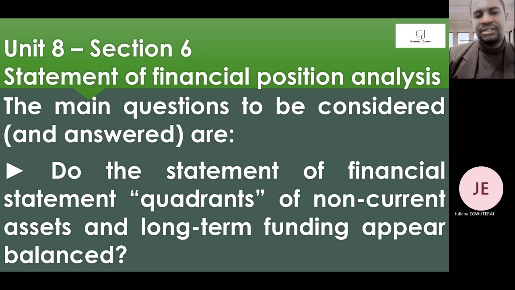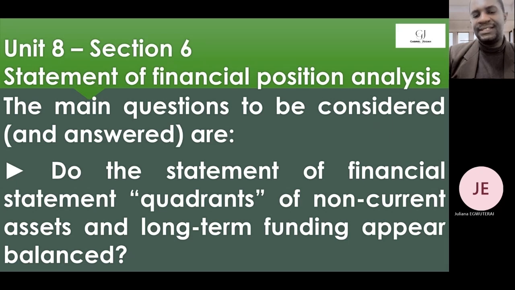So number one, do the statement of financial position quadrants of non-current asset and long-term funding appear balanced? We need to ask ourselves this question. Quadrant talks about four. Quad means four, and you're looking at the non-current asset and the long-term funding. So are the non-current assets funded by equity or by debt, and does the balance of those funding appear stabilized in the financial position? Those quadrants, we're looking at non-current asset and also the capital structure.